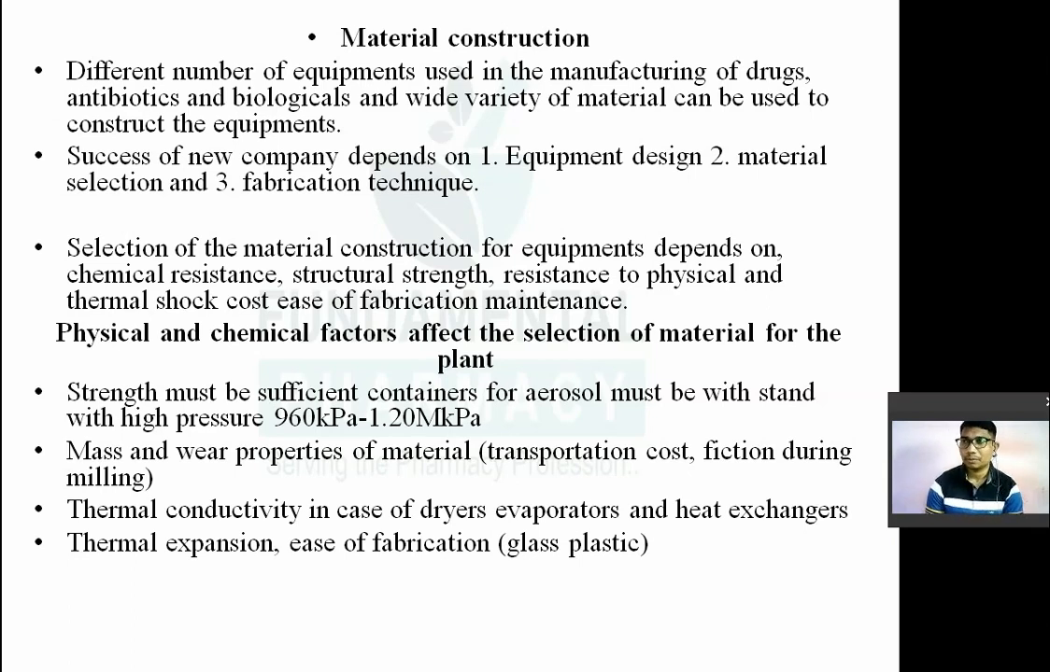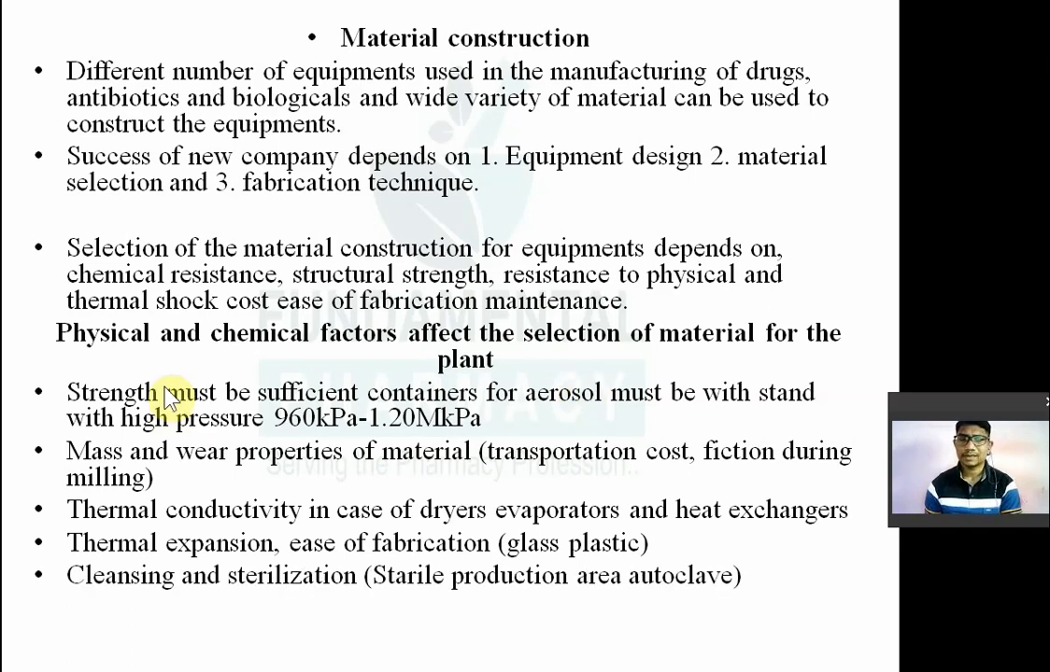Take an example: if it is iron, you cannot shape iron easily. You have to put a lot of effort into getting iron or metal into a desired shape. Then again, cleaning and sterilization. So whatever material you are using for construction of any utensil or any equipment of pharmaceutical use, the material should be easy to clean, and easy to sterilize.